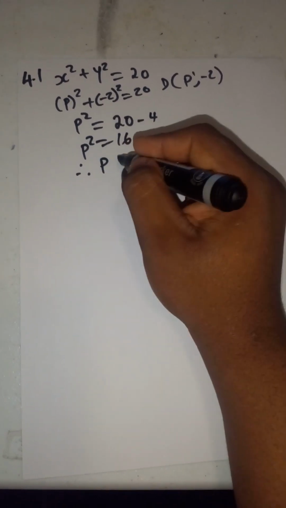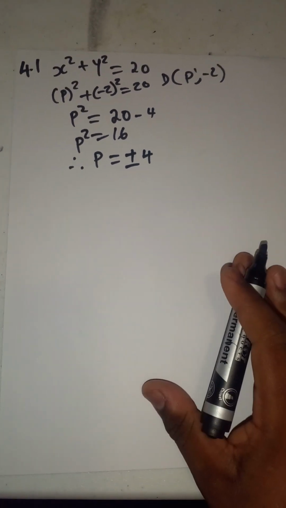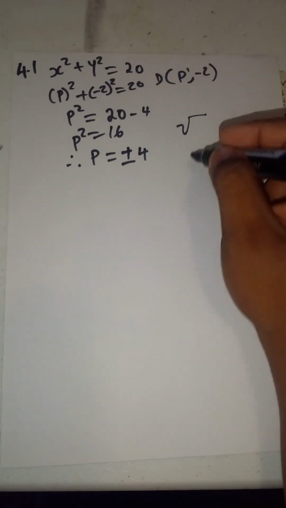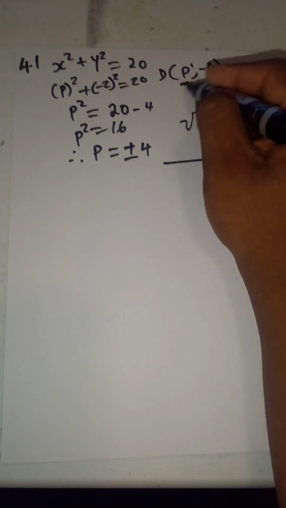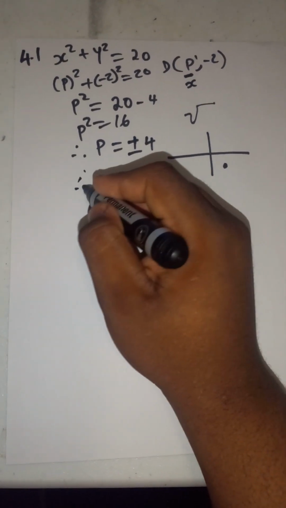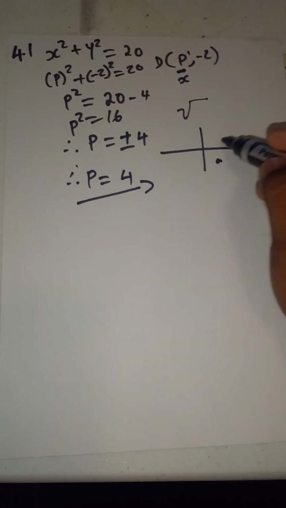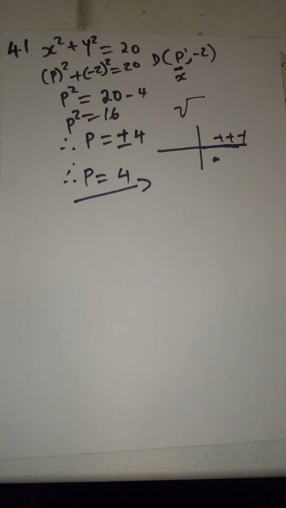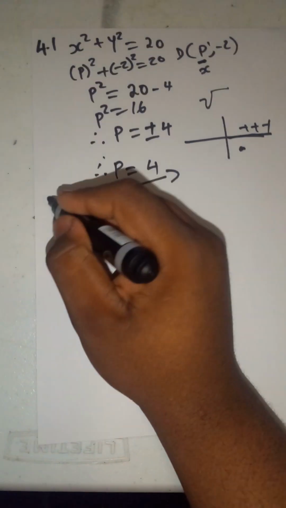So the square root of p squared is p, and the square root of 16 is plus or minus 4. The reason I'm saying plus or minus 4 is because we did a square root. Whenever you are doing a square root, always put plus or minus. But now we were told that point D lies in the fourth quadrant, and p in the coordinates of D is the x coordinate. So therefore p equals 4. We take positive 4 because in the fourth quadrant the x values are positive, and p is the x value of point D. Can you see how simple it is? Okay, so now let's go to 4.2.